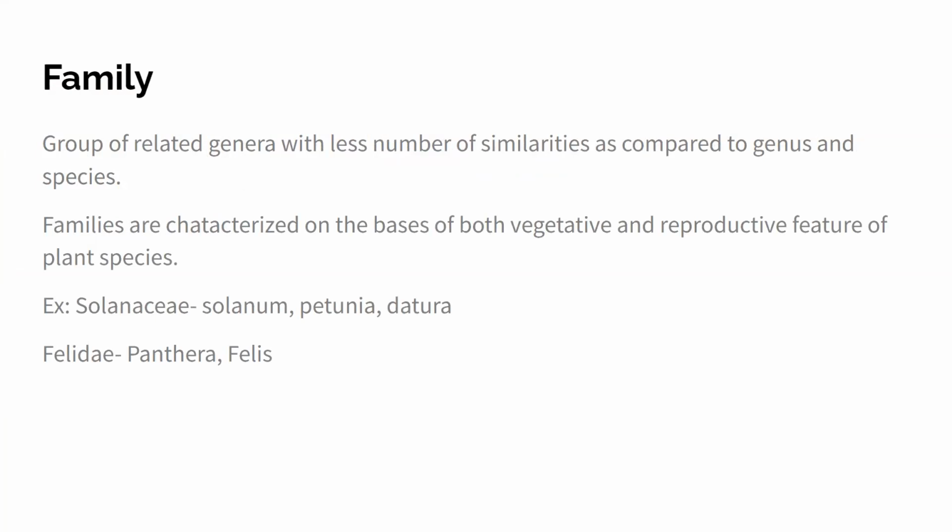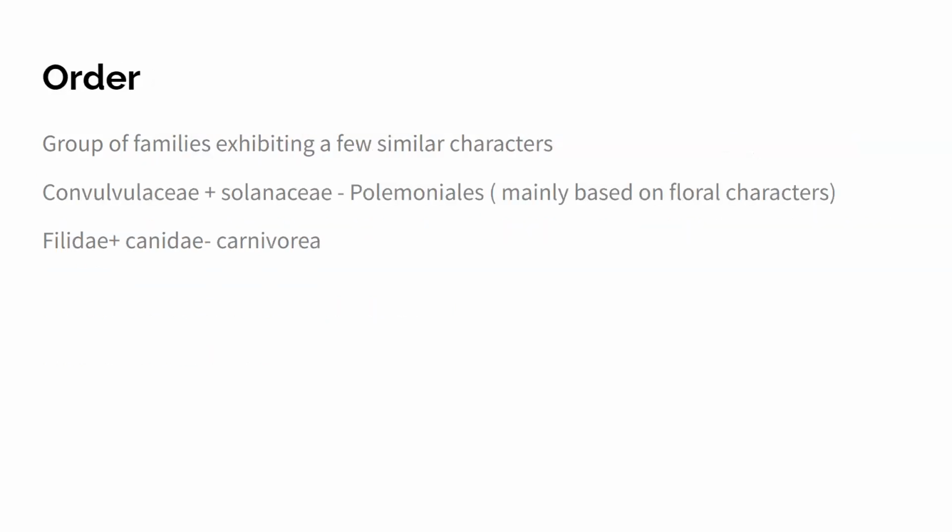Families are characterized on the basis of both vegetative and reproductive features of plant species like Solanaceae: Solanum, Petunia, Datura. Felidae: Panthera and Felis. Order: a group of families exhibiting a few similar characters, like Convolvulaceae and Solanaceae in Polemoniales, and Felidae and Canidae. Felidae is the cat family, and Canidae is the dog family. So they come under the same order, Carnivora.